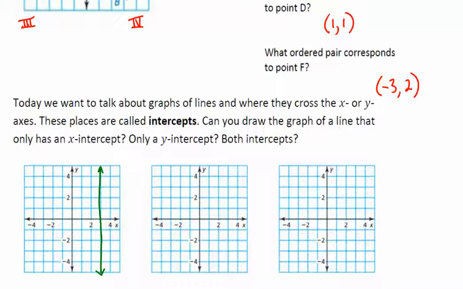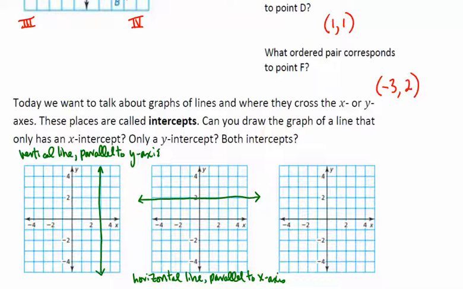The second one we want to draw is one that only has a y-intercept, and so to find a line that only has a y-intercept, we need a horizontal line, and that's a line that's parallel to the x-axis. Then finally we want a line that has both intercepts, or that crosses both the x-axis and the y-axis. For this, we need some kind of a diagonal line. It's not going to be parallel to either the x or the y-axis. Alright, so this gives us an introduction to this section, and we'll stop this video.